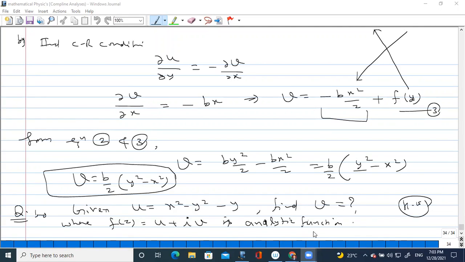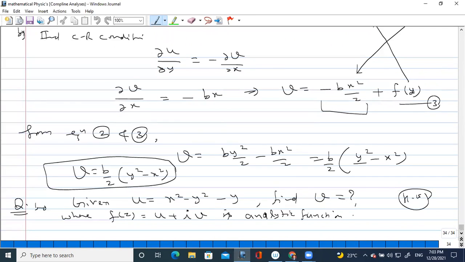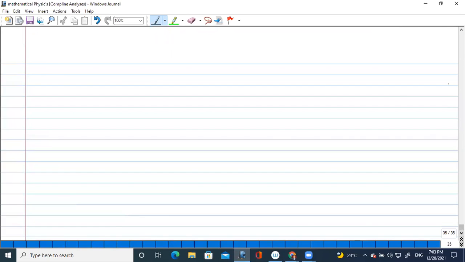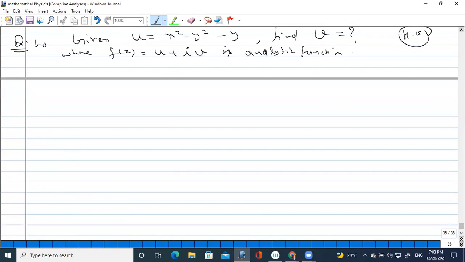Let us start with yesterday's problem that I gave you in the homework. Some of you have done it correctly, but some are still in confusion, so let me clear that confusion. This was the question given to you: we have to find v, where f(z) = u + iv is an analytic function.